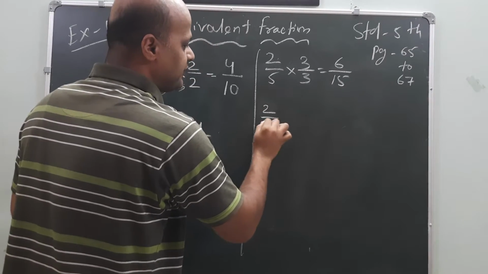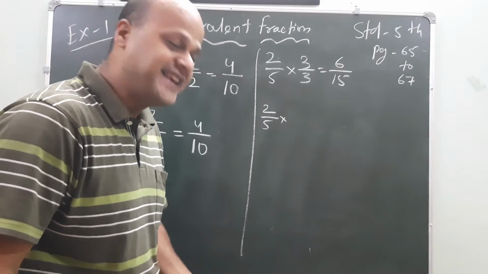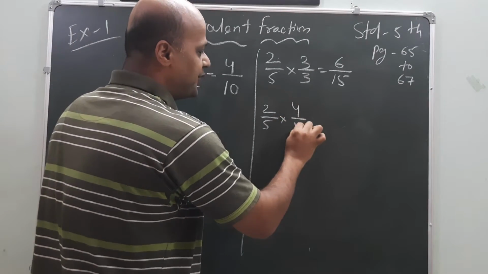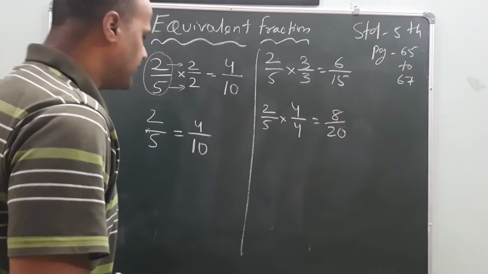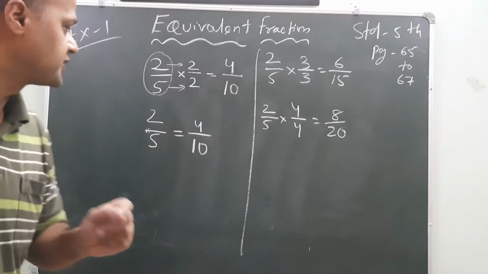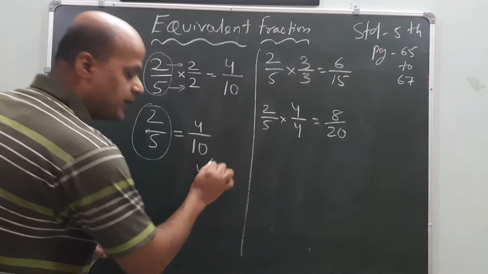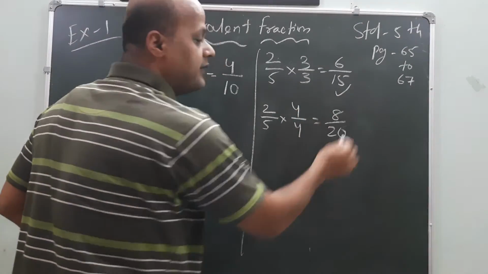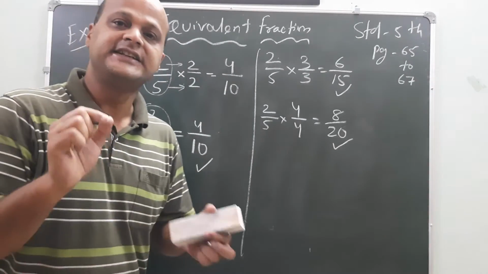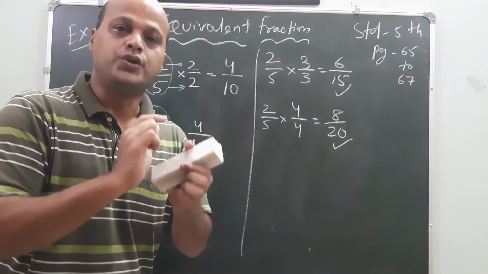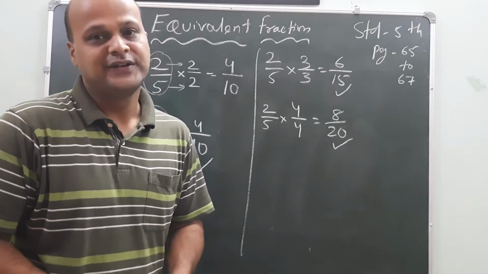Again tell me which one will come next. Yes my dear friends, which number? Multiply by 4 by 4. How much? 8 by 20. Now I will tell that the equivalent fractions of 2 by 5 are 4 by 10, 6 by 15 and 8 by 20. So it is the very simplest one. Don't confuse yourself. Understand the funda and complete your questions.